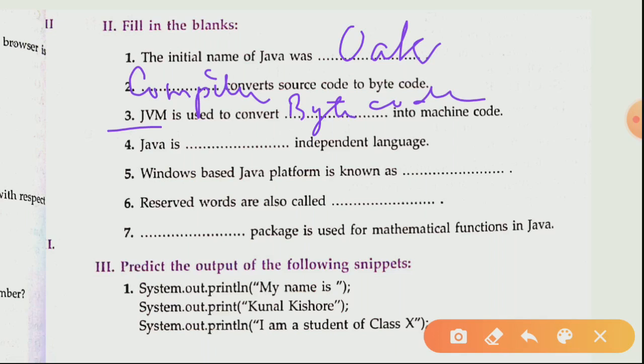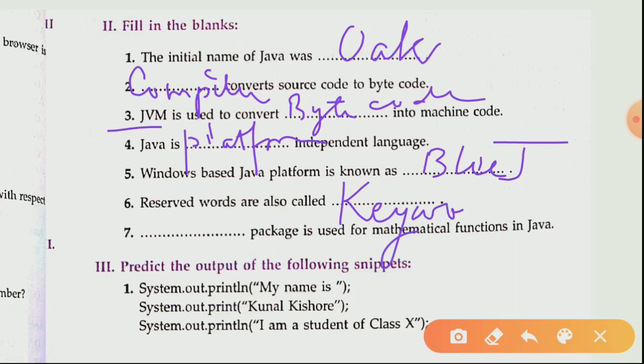See the fourth one, Java is a dash independent language. Java is a platform independent language. PLATFORM. Fifth one, Windows based Java platform is known as, it is basically your BlueJ. BLUE capital J. Sixth one, reserved words are also known as, they are known as your keywords. Seventh one, dash package is used for mathematical functions in Java. Very common, it is java.math.